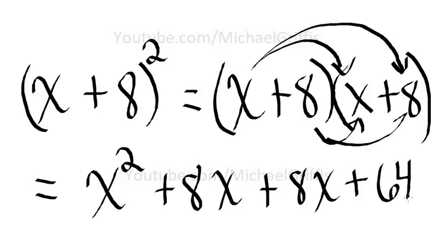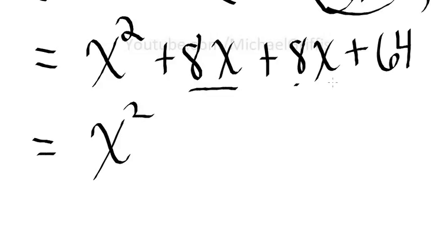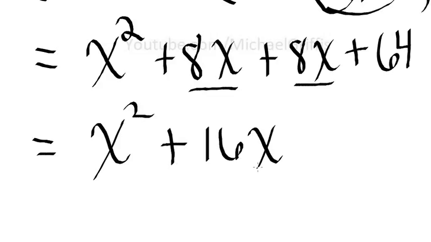Now we collect up our like terms, continuing our equal sign. So we have 8x plus 8x. That gives us 16x, and then plus 64. Pretty simple.